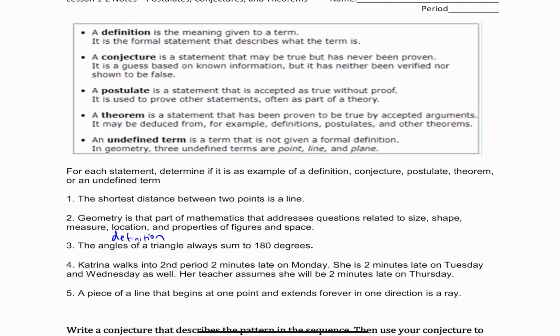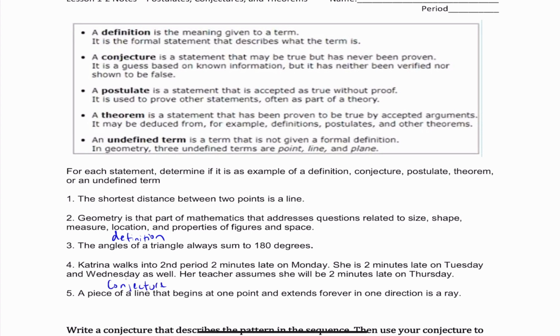An example of this is number 4. Katrina walks into second period 2 minutes late on Monday. She is 2 minutes late on Tuesday and Wednesday as well. Her teacher assumes she will be 2 minutes late on Thursday. That is a pattern, and the teacher is going to make that assumption. That is a conjecture right there. So we're going to go ahead and put conjecture.